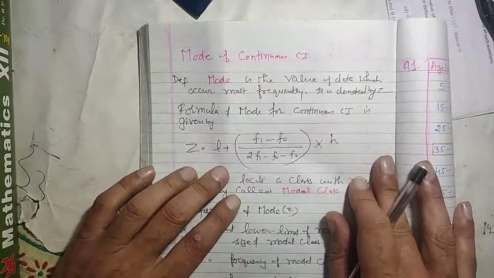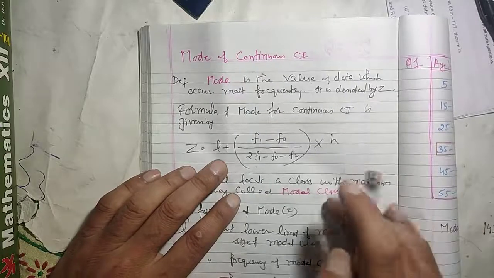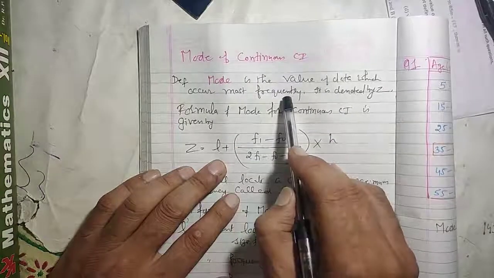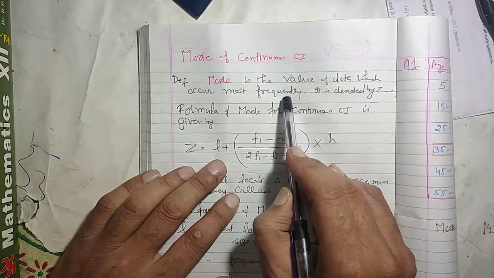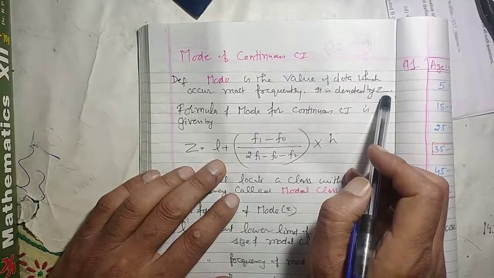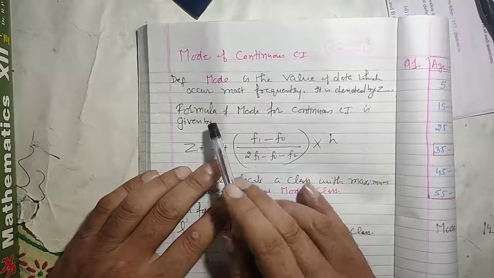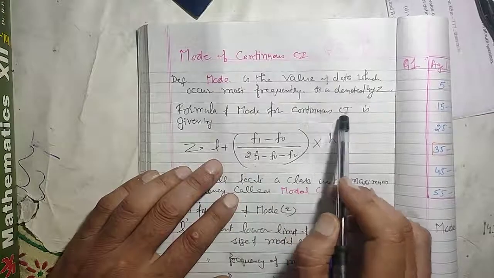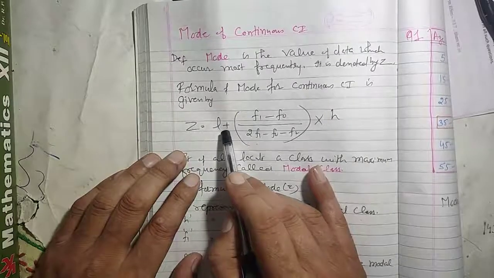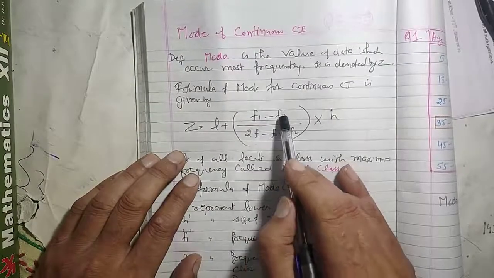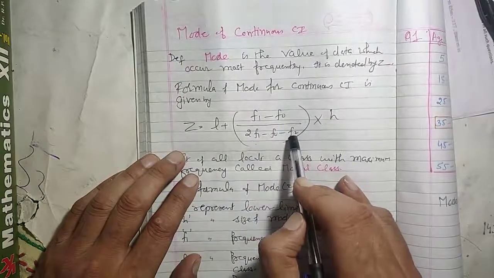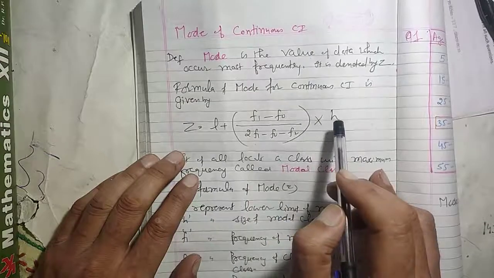Now first of all, try to understand the definition of the mod. Mod is the value of the data which occurs most frequently. It is denoted by the English alphabet Z. The formula of the mod for the continuous class interval is given by Z is equal to L plus (f1 minus f0) divided by (2 times f1 minus f0 minus f2), multiplied with h.